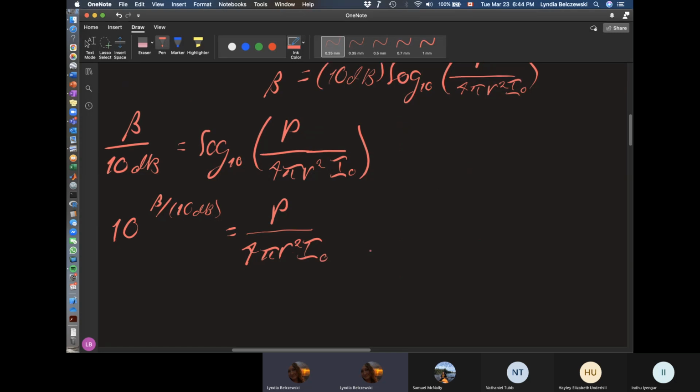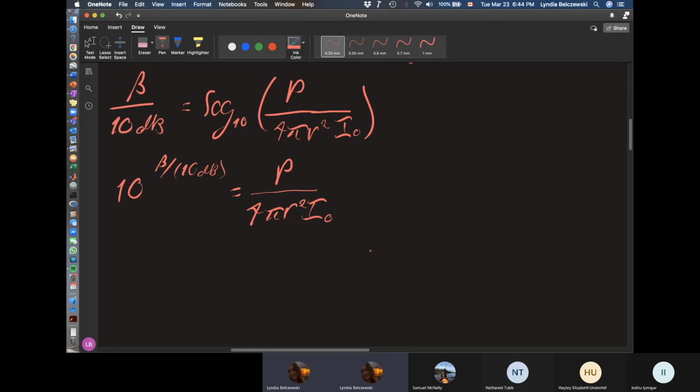And so now to isolate this and rearrange it to solve completely for power, we'll just have that power is equal to, well, I guess we'll multiply this denominator over to the left-hand side here. So I'll have 4 pi r squared I naught.